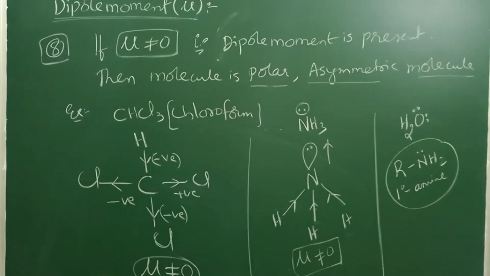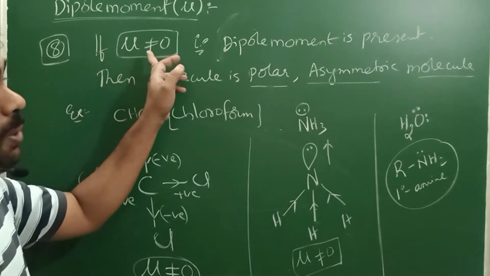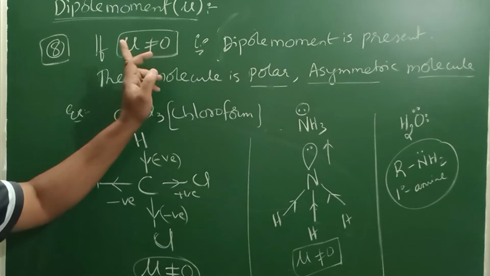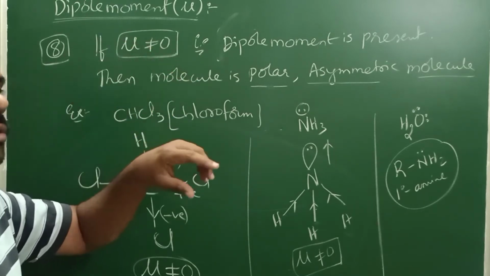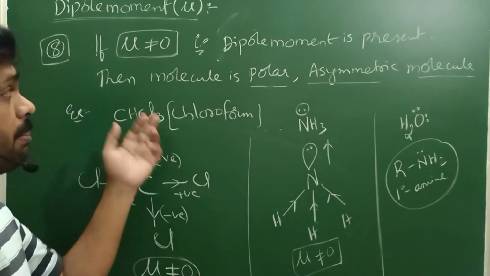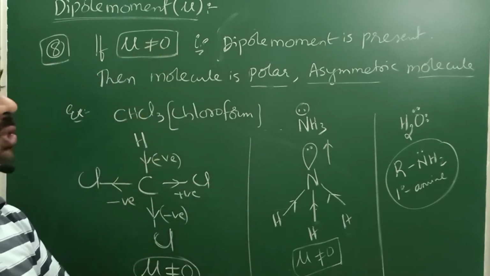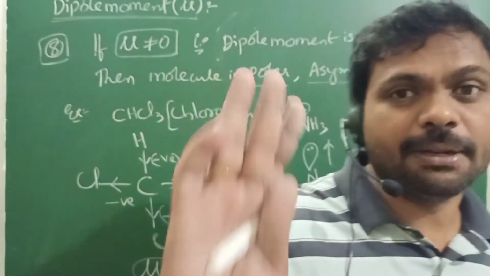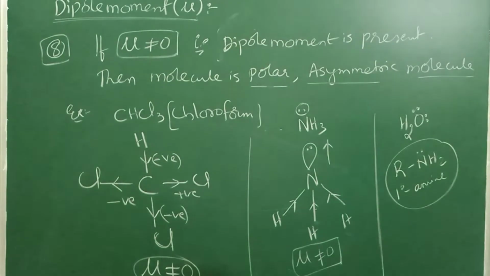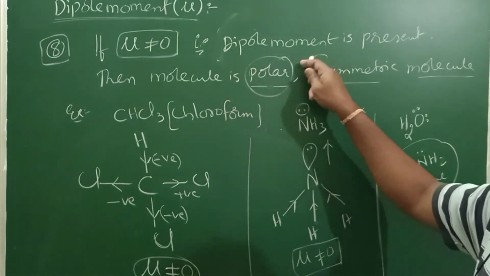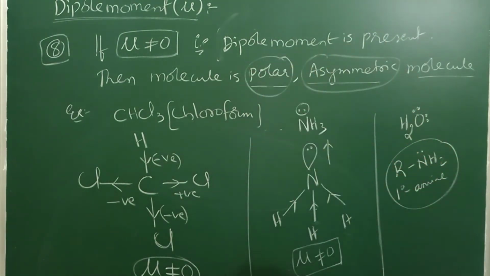Right. Now, dipole moment equal to 0 means the dipole moment is not present. But dipole moment not equal to 0 means the dipole moment is present. If the dipole moment is present, then the molecule is polar and asymmetric.